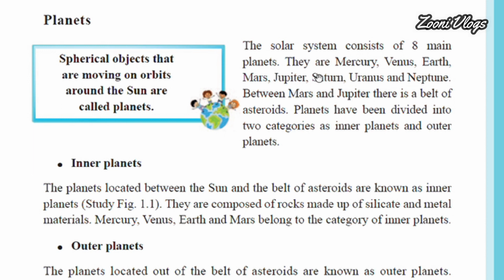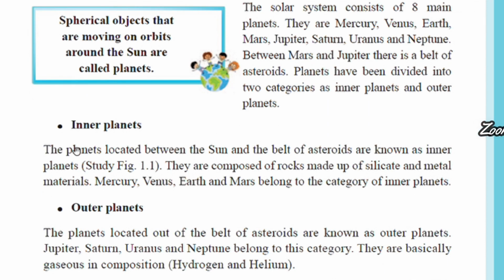Now if I ask what the main planets of the solar system are, you have to write: Mercury, Venus, Earth, Mars, Jupiter, Saturn, Uranus and Neptune. Between Mars and Jupiter there is a belt of asteroids. Planets have been divided into 2 categories: inner planets and outer planets. Now we are going to study what the inner planets and outer planets are.